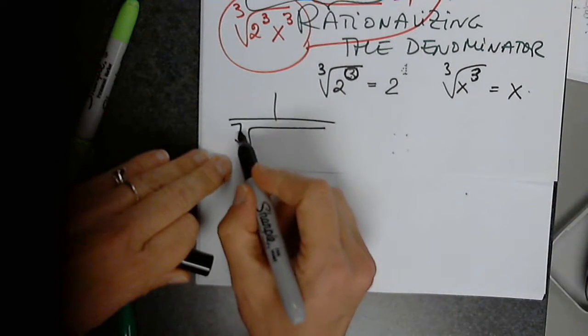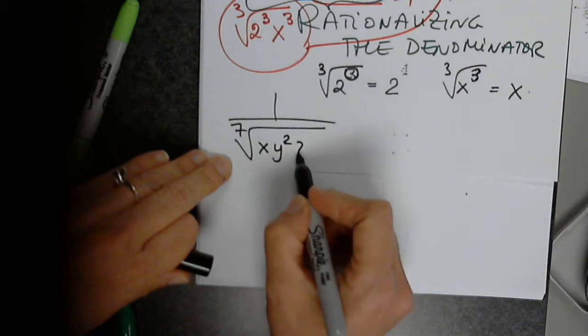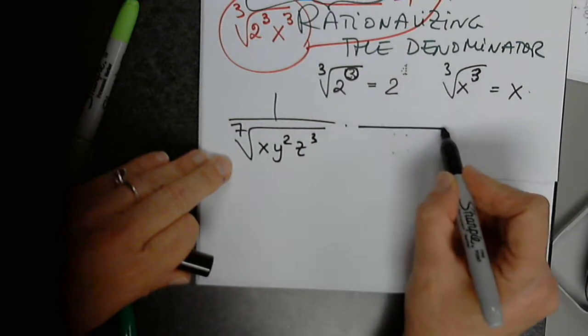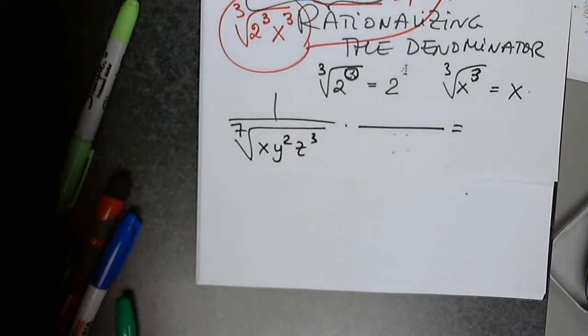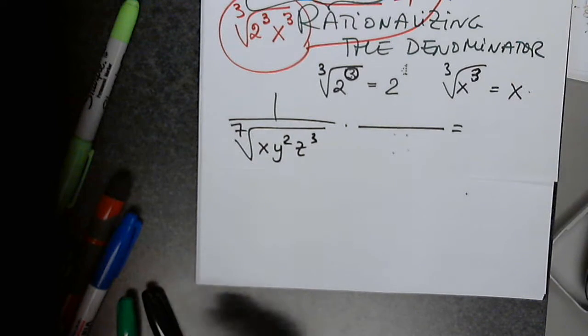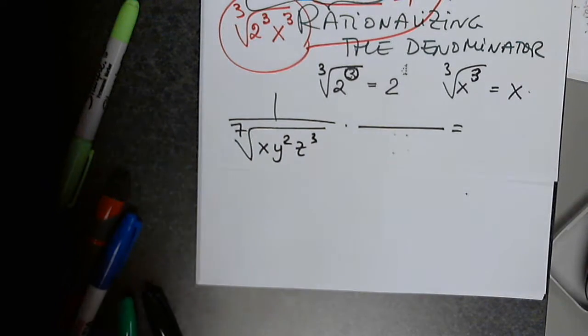So let's say this is the 7th root of x y squared z to the third. What do I multiply by, top and bottom? The answer has to be 1. I mean, the fraction has to be 1. I cannot multiply the top by 2 and the bottom by 3. I cannot do that. So what would I multiply by?